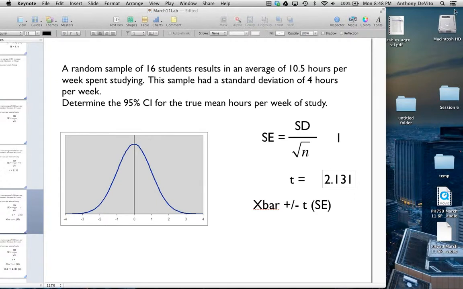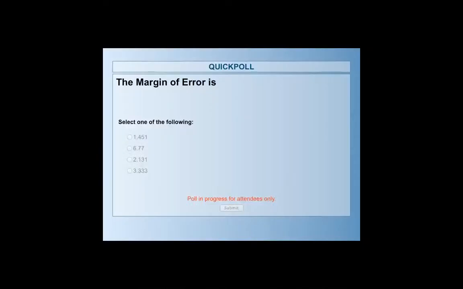I'm going to put up a poll for our margin of error. Let's see what you guys think the margin of error might be. Remember, margin of error is going to be just this part over here, t times the standard error.